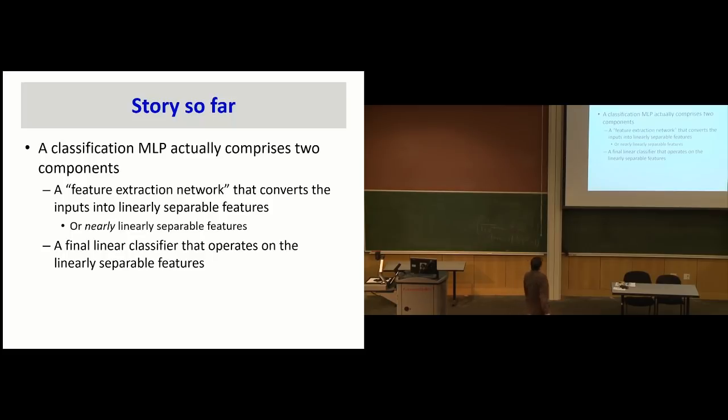So here's the story so far. A classification MLP actually comprises two components. There's the lower portion, the feature extraction network that converts the inputs into linearly separable features. It modifies the inputs such that the classes are linearly separable. And then there's a final linear classifier that operates on these linearly separable features such that they can be classified.